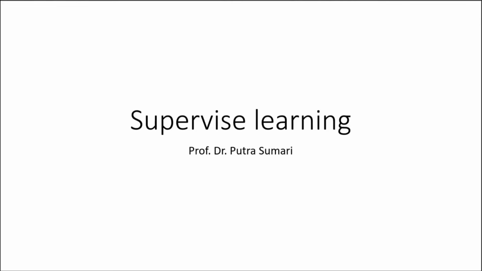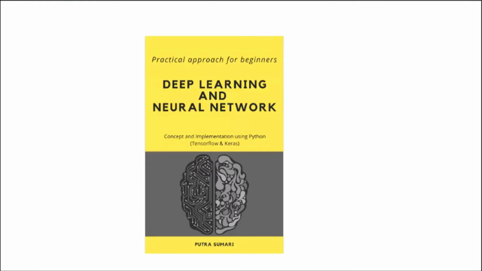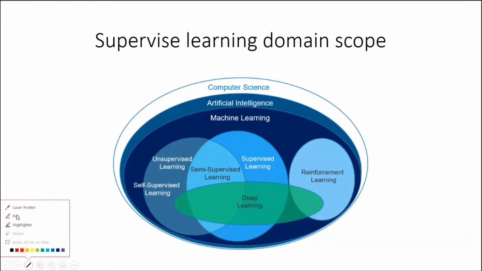Okay, so we need this one. This is the book I refer to on the supervised learning, chapter 2. If you look at this scope, the whole is AI. We got AI here. And inside AI, there is a component called machine learning. And under machine learning, you got supervised learning.